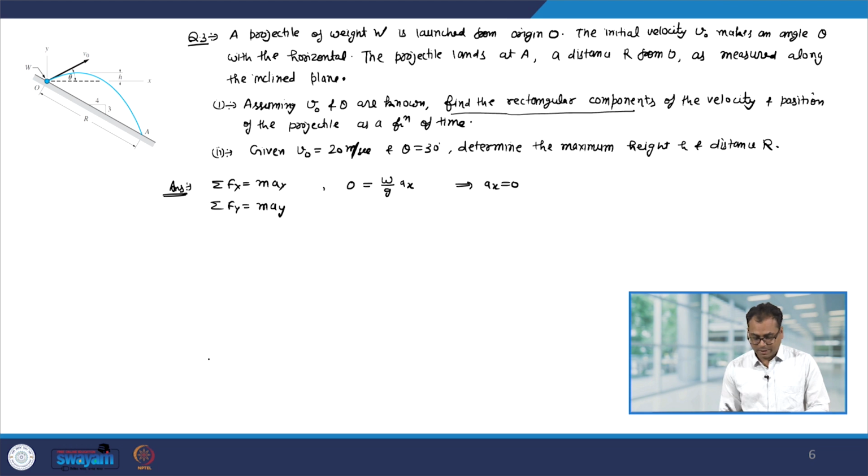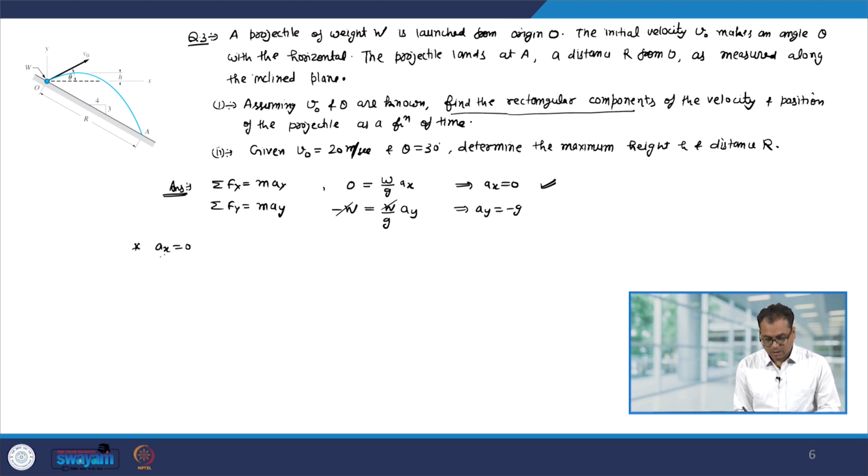And summation fy equal to may gives you, the weight will act in the minus y direction. So, minus W equal to W over g into ay. This gives you ay equal to minus g. This is something that we already know, that the acceleration will be g towards the ground, and in the x direction there is no acceleration. Now, let us use ax equal to 0.